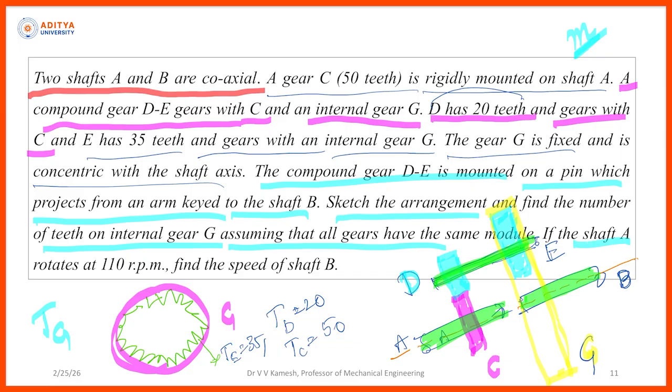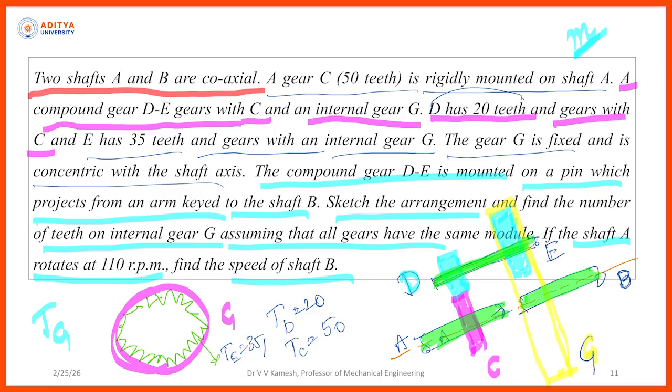If the shaft A rotates at 110 RPM, find the speed of shaft B. So this is the last one we need to identify. Up to the last line, we need to construct the diagram, then the table. Whatever you have drawn here: the gear shafts A and B, C is mounted on A, D is meshing with C, D is compounding with E, and E is meshing with G as internal teeth.